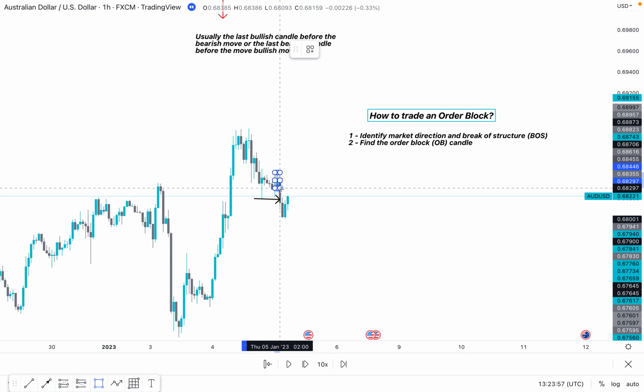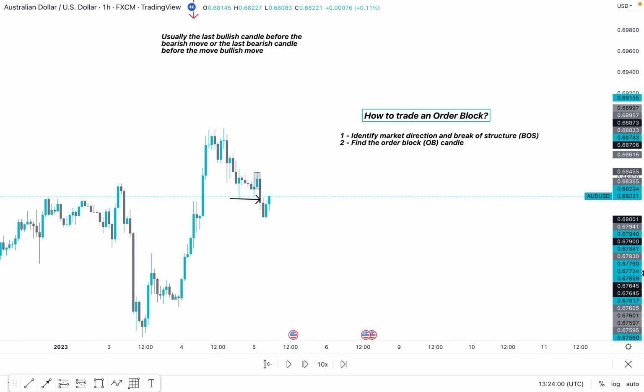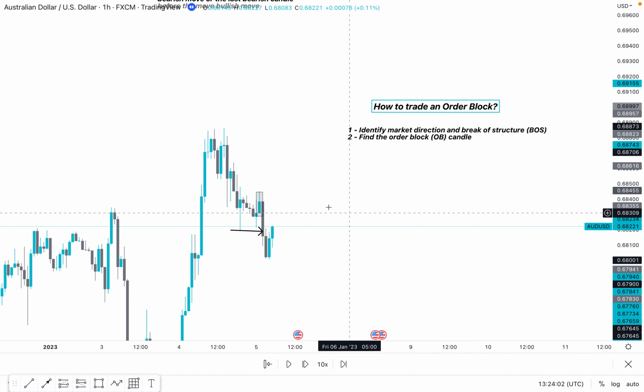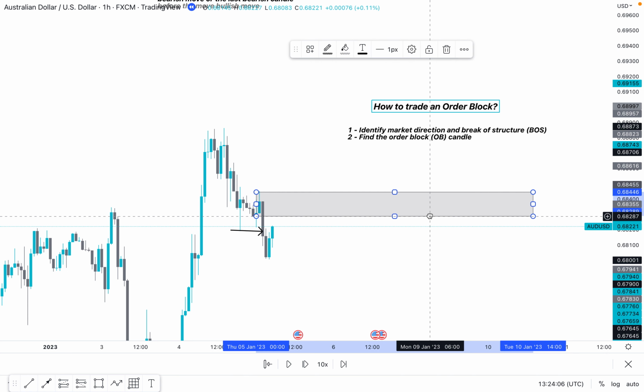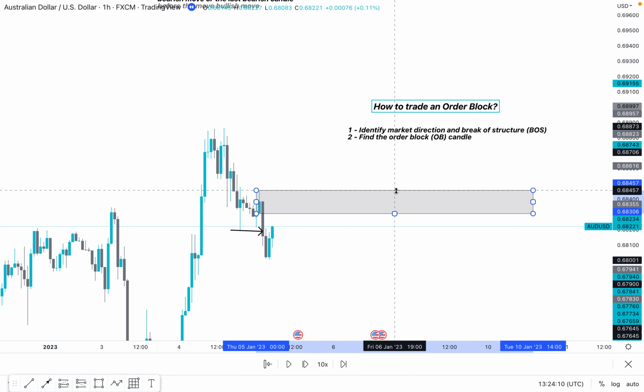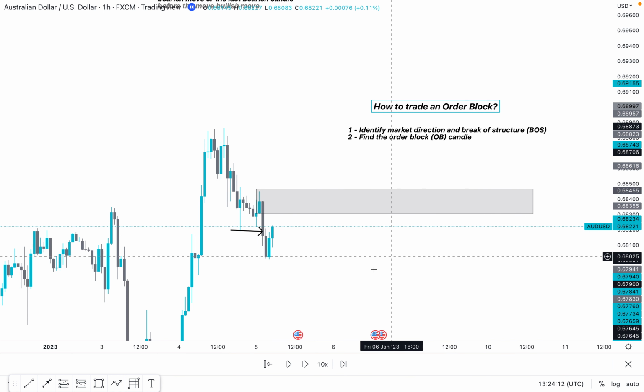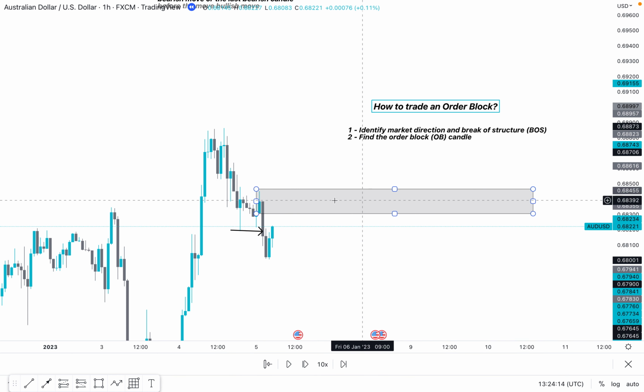So if we can just highlight this order block, this is our order block candle. So what we can do is we can look to trade from this level, because this is the area in the market where the banks and other big institutions may have their orders set. So if we know that the banks are going to be looking to sell from this area, then hopefully we can try and hop on a sell position from this area as well and profit alongside them.